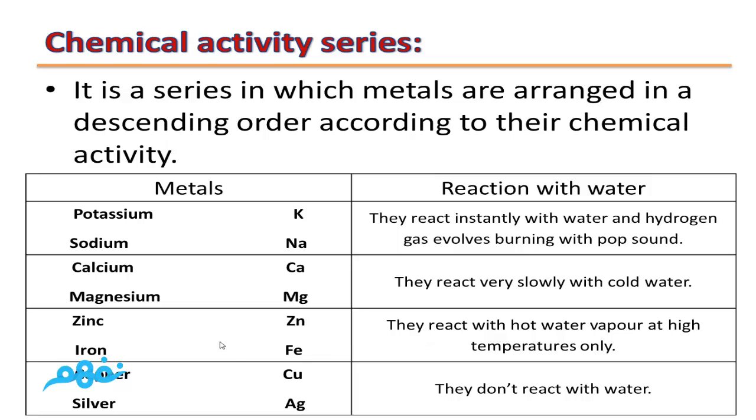The third category contains zinc and iron, and they react only with hot water vapor at high temperatures. The final category contains copper and silver, and they don't react with water at all. As you can see, what's meant by chemical activity series? It is the series in which metals are arranged in a descending order according to their chemical activity, from more active to less active and finally to inactive.